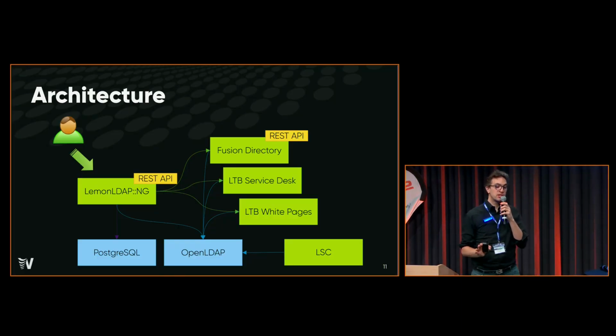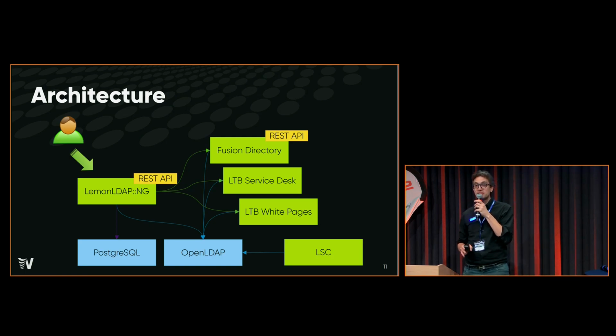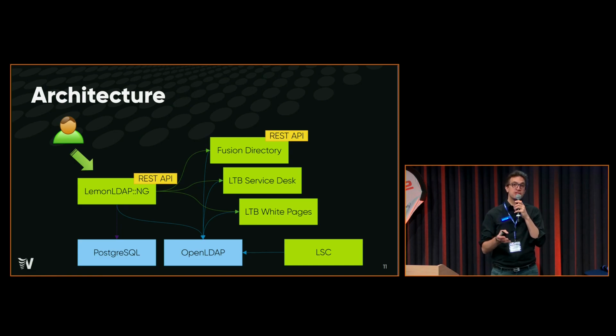The architecture is quite simple. We have at the center OpenLDAP, which is a directory in which we have all the accounts and all the groups. So we store all the data here, and we also have a small SQL database only for the sessions and configurations of the single sign-on product, which is LemonLDAP::NG.